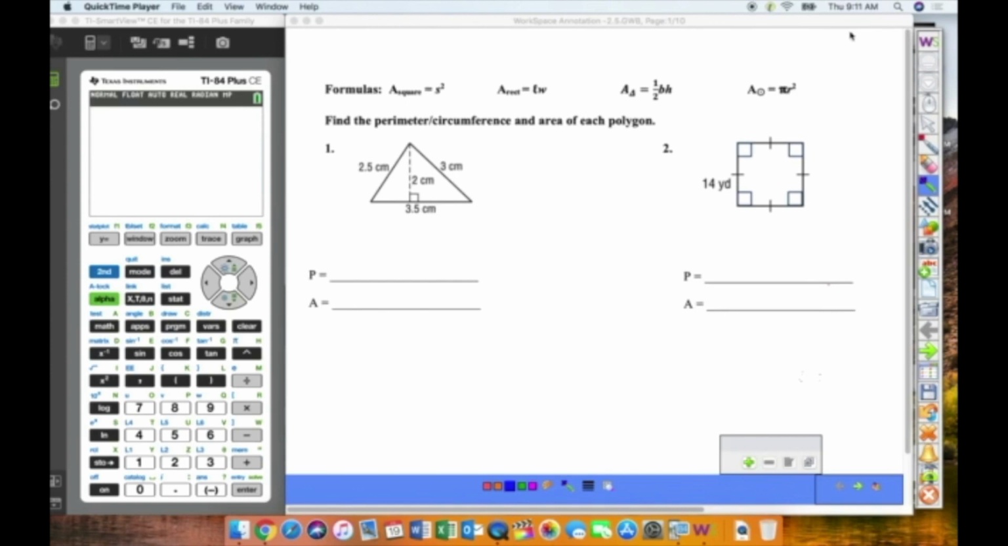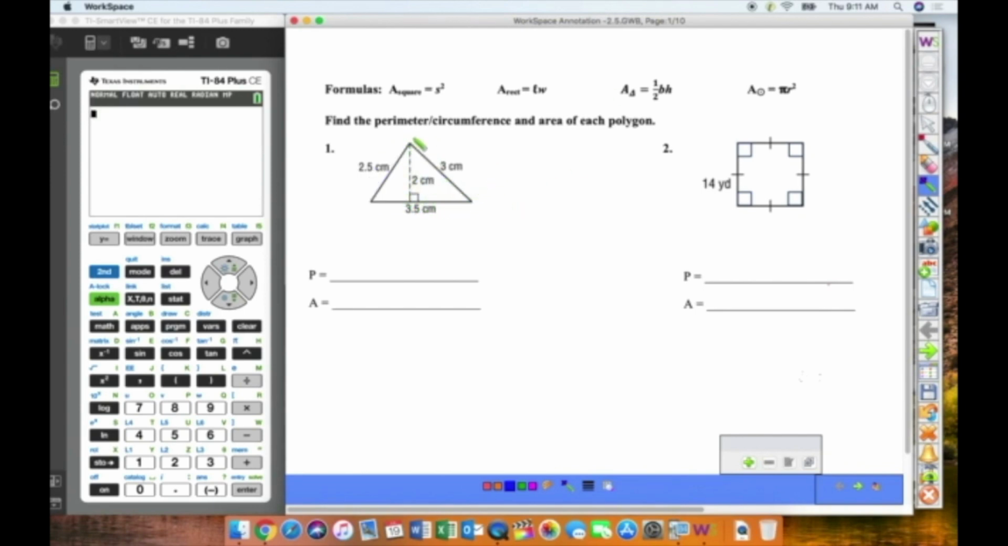So they want us to find the perimeter and circumference or the area of each polygon. It's all about work shown in this situation. So first off, we've got ourselves a triangle. Now what I want you to realize is the solid part, this is the actual triangle. But you see this dashed part right here? That is imaginary information that is just going to help us with things.